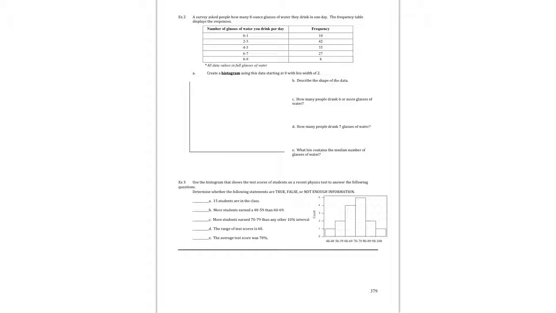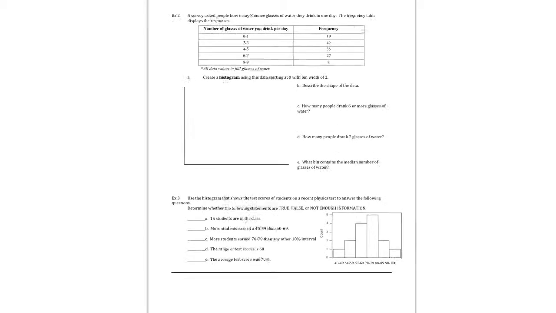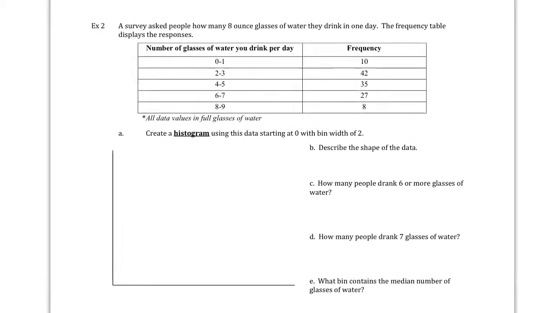What we've got here is a table about the number of glasses of water you drink per day. So 0 to 1, 2 to 3, 4 to 5, 6 to 7, 8 to 9. And they surveyed a bunch of people, and we can see in the frequency column how many people answered for each category. So what we're going to do is turn this into a histogram. And it talks about starting at 0 with a bin width of 2. That's what it says in step A there.